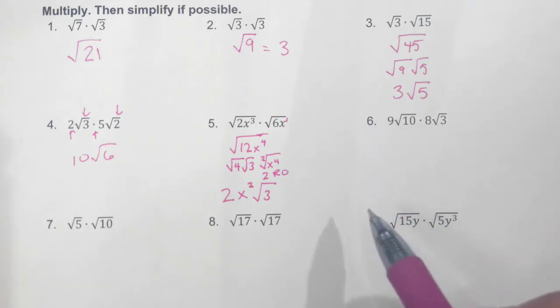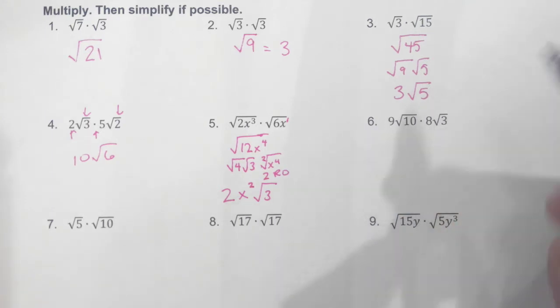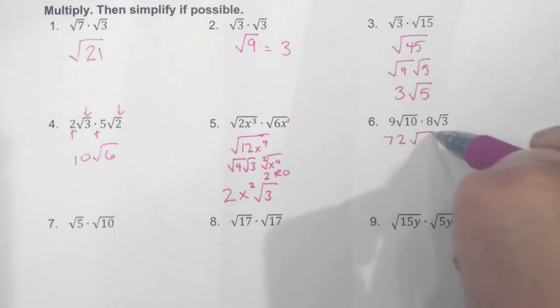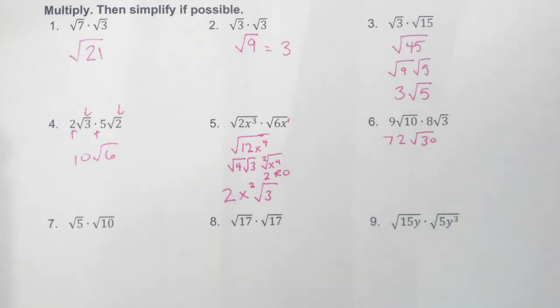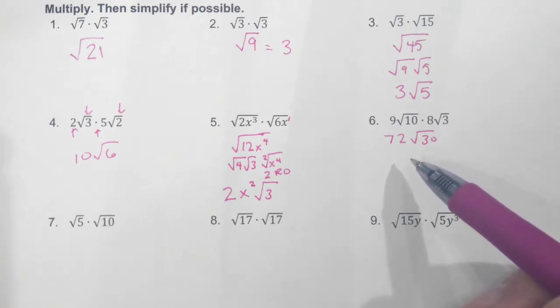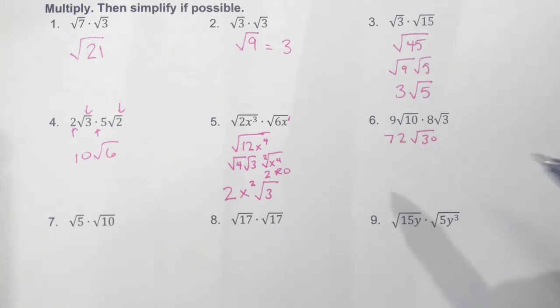On number 6, looks a lot like number 4. 9 times 8 is 72. 10 times 3 is 30. And is there a perfect square that divides 30? 5 and 6, 3 and 10. I think that's as simplified as that one gets.